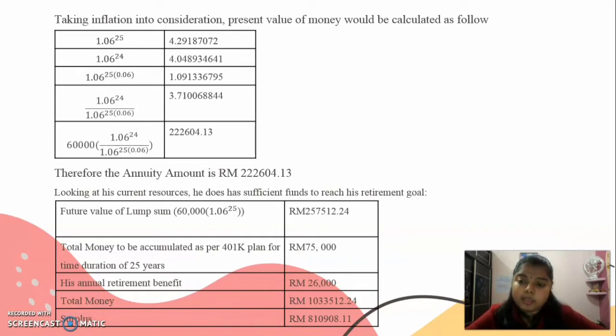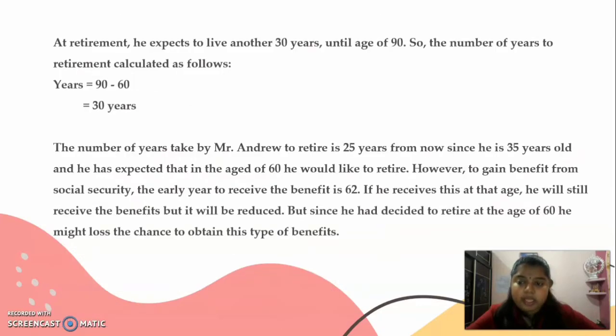So his annuity amount is 222,604.13. Looking at his current resources, he does have sufficient funds to reach his retirement goal, which is 1,033,512.24. His surplus is 810,908.11.